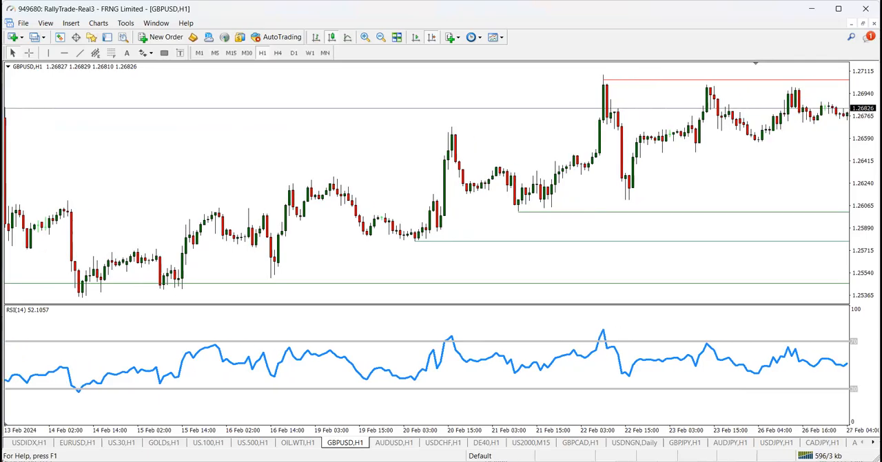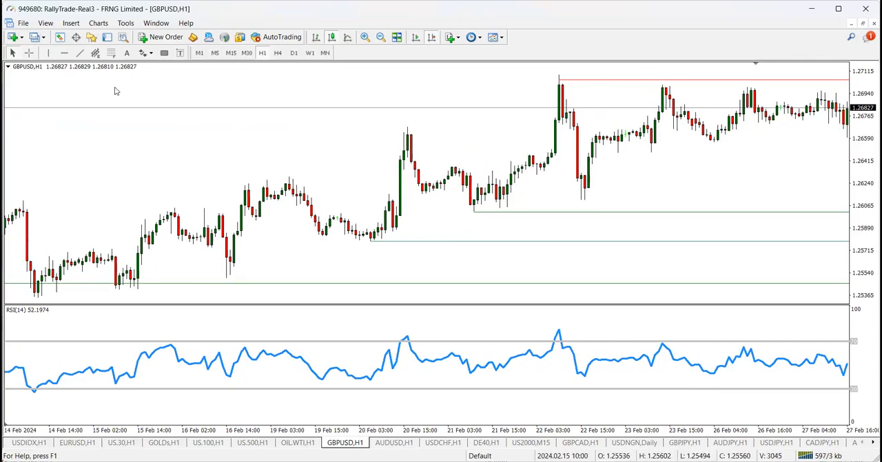Good. So for instance, I found one here. If you look at this example, this top part between here and this zone, you can see that price was making higher highs around this zone, in the sense that this high was higher than the last high, and this high was higher than the last high.